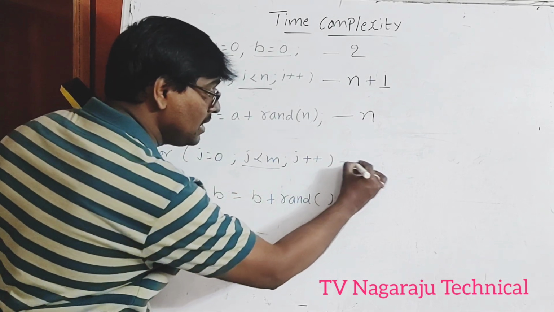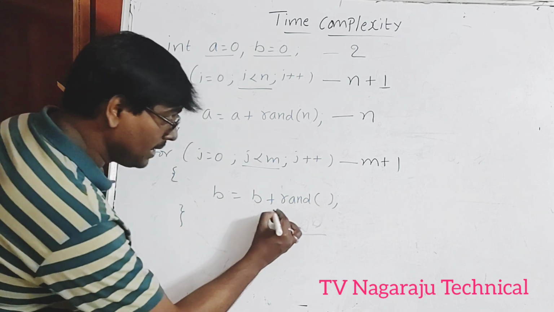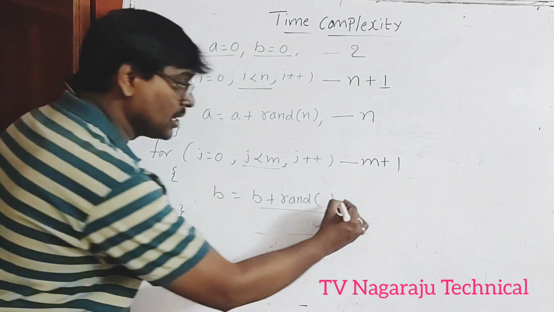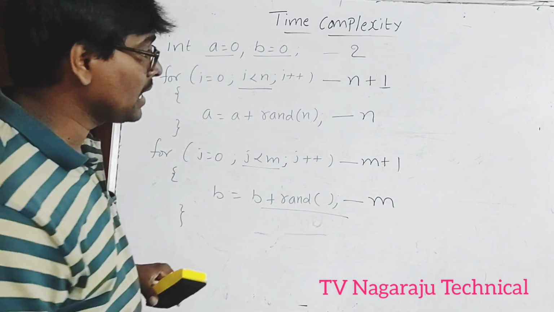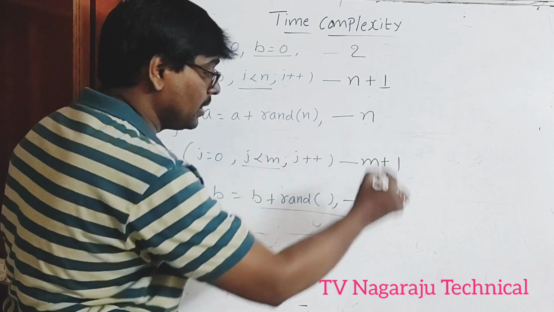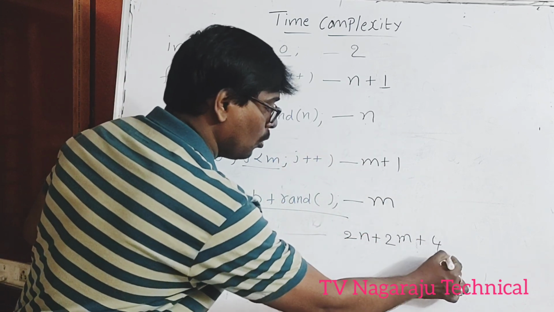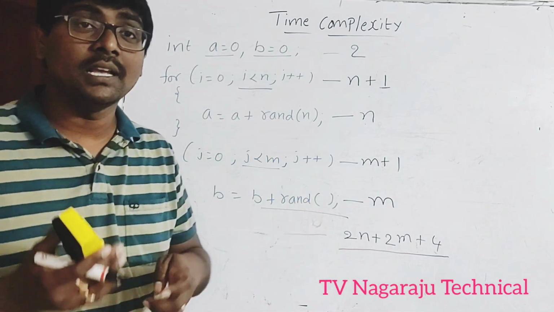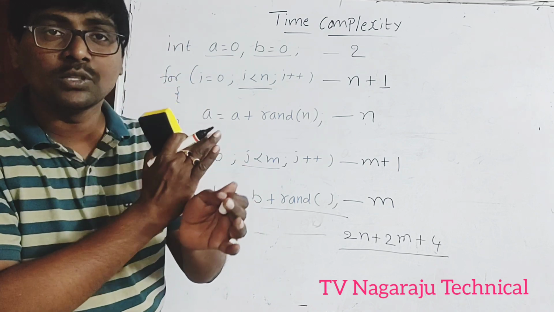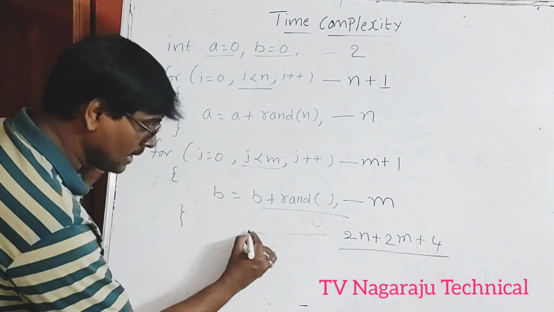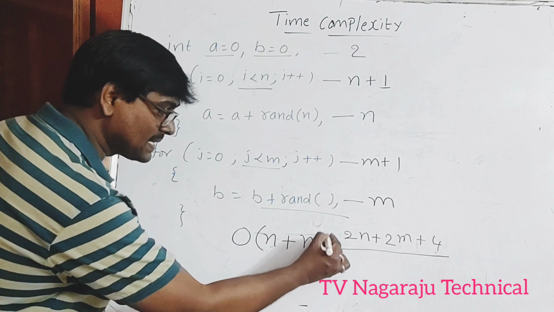Similarly, this condition is evaluated m plus 1 number of times, and this statement is executed only m number of times. Now what is the time complexity? n plus n, 2n plus 2m plus 4. This is the time complexity. Anyway, if you want to represent it in big O notation, there is no use of any constants. Simply the time complexity is big O of n plus m.